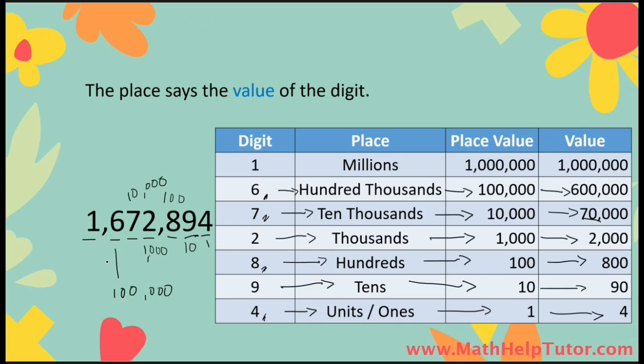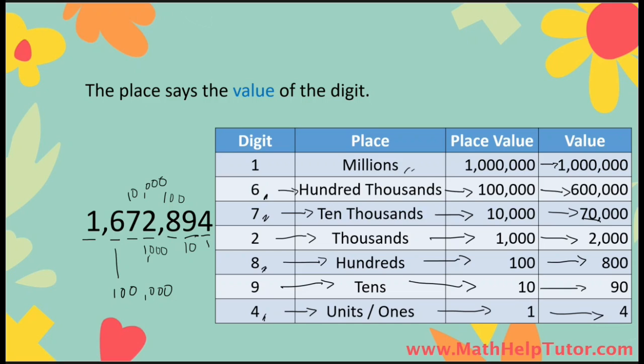And lastly, we can do the same for the digit 1, which is in the millions place. And this digit has a place value of 1 million. And since there's just one instance of this place value, then we could say that it has a value of 1 million.